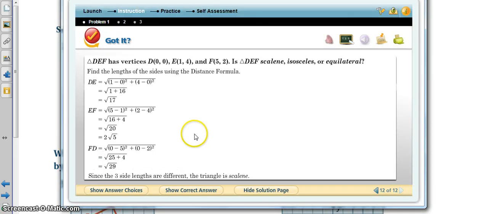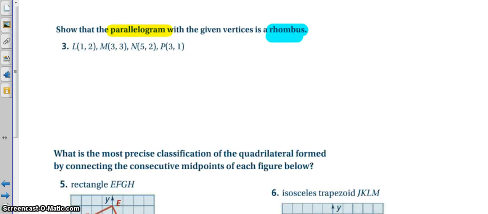So to save time, because writing it out on the computer is getting very time consuming, here is my change in x, change in y for DE. We do the same thing for EF and the same thing for FD. And that one I just showed you was actually for the previous got it that we all solved together. This is actually not a got it. This is just one of the extra practice problems.